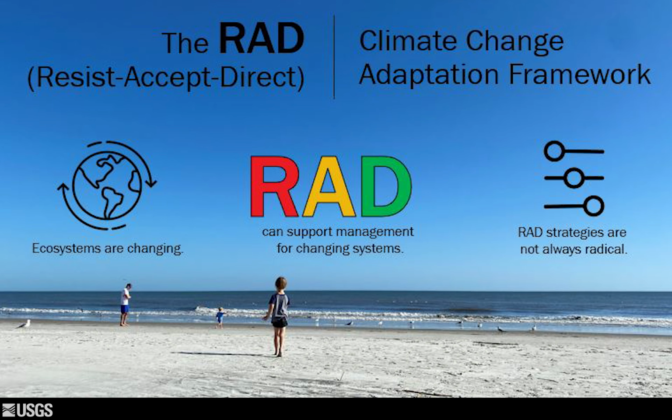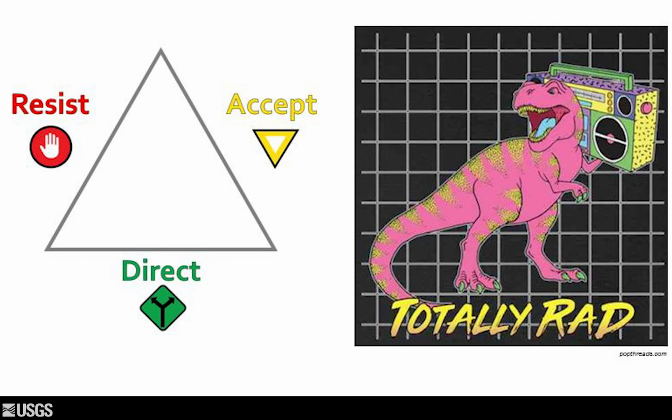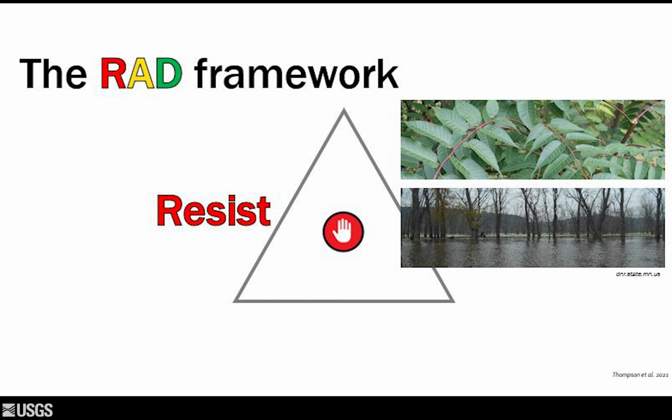So thank you, Abby. In response to unprecedented changes, we would like to present the Resist, Accept, Direct, or RAD framework, which provides managers with a way to take next steps in some of these drastically changing ecosystems. So in addition to having a catchy name, the RAD framework is super useful just because it provides the entire decision space that encompasses all the potential options that a manager might consider for responding to ecosystem transformation. So this allows a manager to think about different trade-offs associated with each option and how it could affect different ecosystems accordingly.